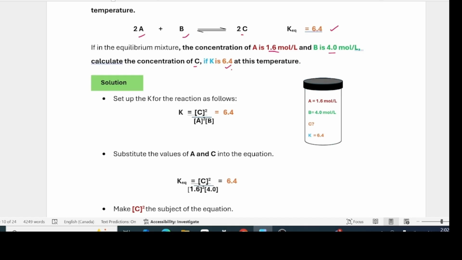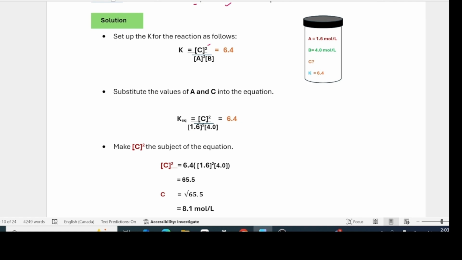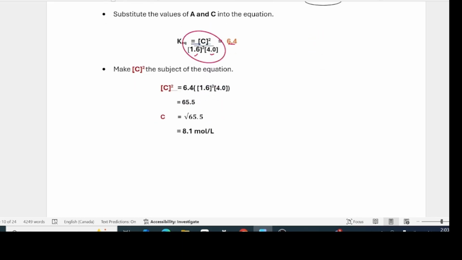So the first thing we do is to set up the expression for the equilibrium constant, which is equal to the concentration of C raised to the exponent 2 divided by the concentration of A raised to the exponent 2 times the concentration of B. Next, we substitute the values for A and B into the equation, and all of this is equal to 6.40. So to solve for C, we make C squared the subject of the equation.